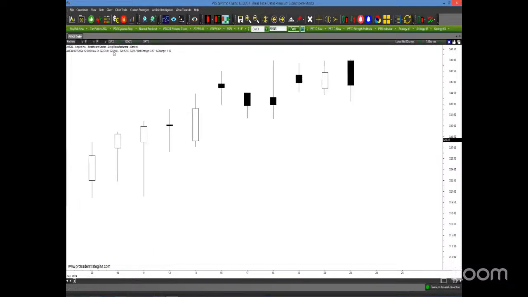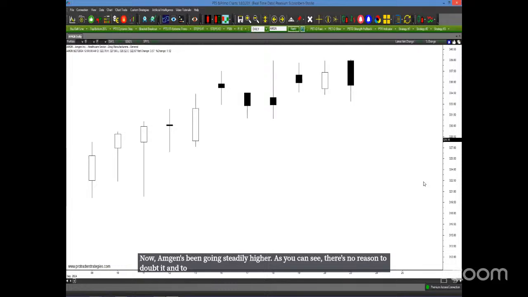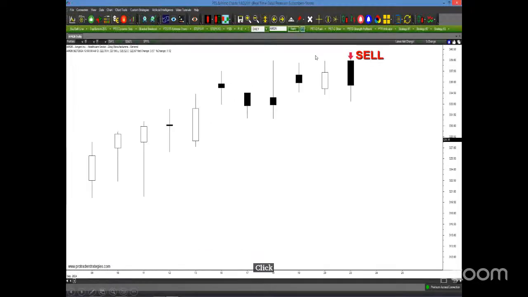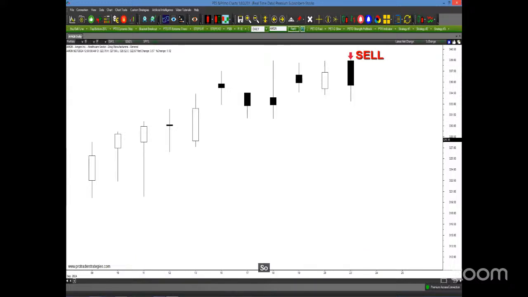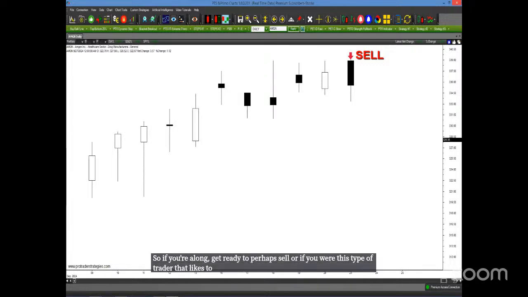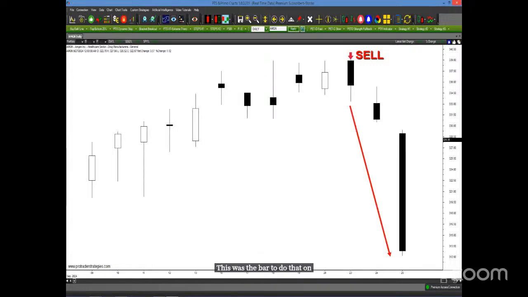All right, let's look at another example here. We're looking at Amgen. Now, Amgen's been going steadily higher. As you can see, there's no reason to doubt it and to think that, well, maybe this is not going to work out at all. Maybe it's going to continue going higher. But once again, if you click on the PTR, click on signal arrow, and right at this point, it signaled that a trend change was most likely about to happen, and most likely on this bar. So if you're long, get ready to perhaps sell, or if you were this type of trader that likes to go short or buy puts, this was the bar to do that on. And look what happened. Stock closed at roughly 335, 336, and went down to 312 in just 2 days.